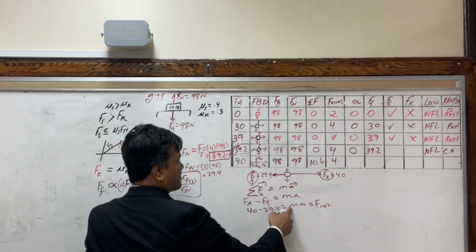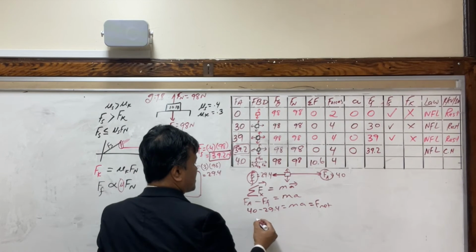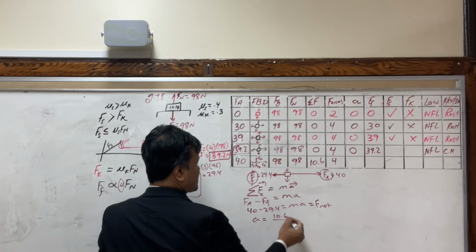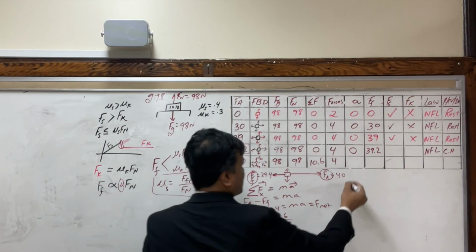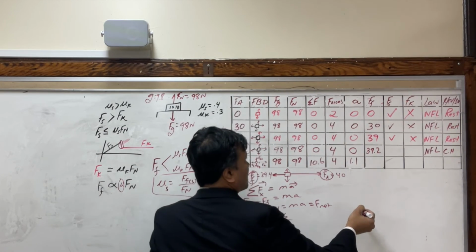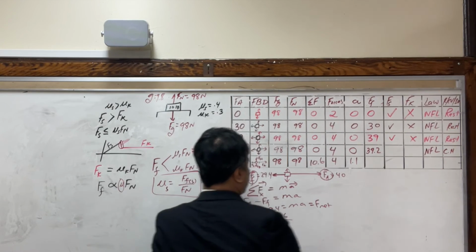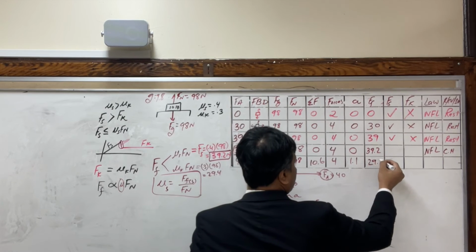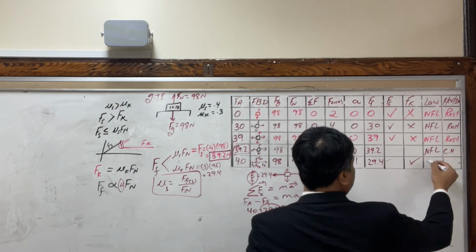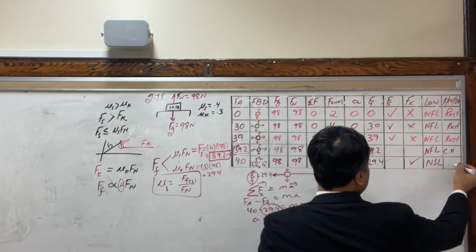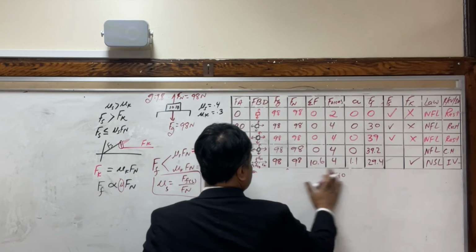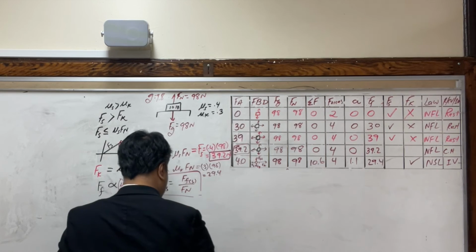Okay, what is the acceleration? Acceleration is 10.6 divided by mass, which is of course 10. So 1.1. The force of friction all of a sudden becomes 29.4. It's kinetic because it's moving, Newton's second law. And of course this is increasing velocity. Okay, this is the time to do the graph. So let's do the graph.